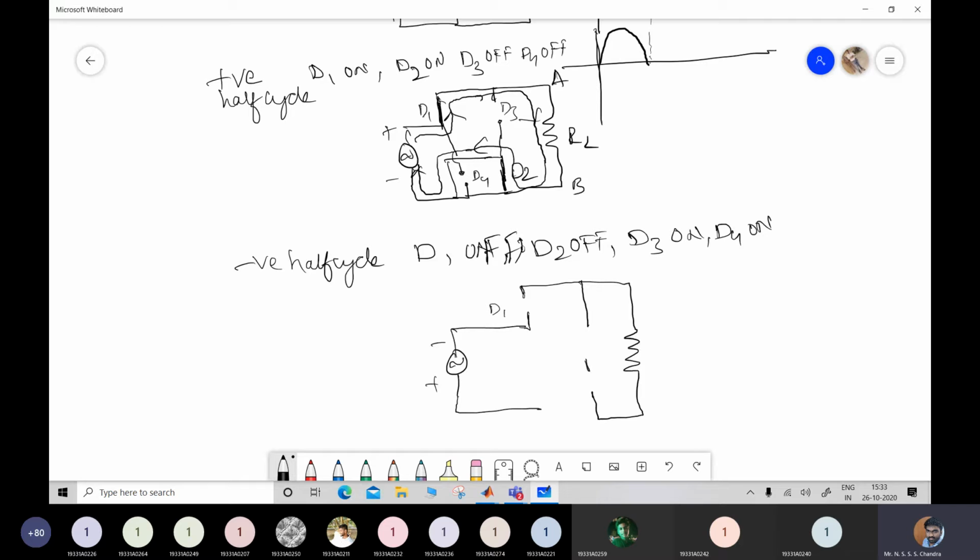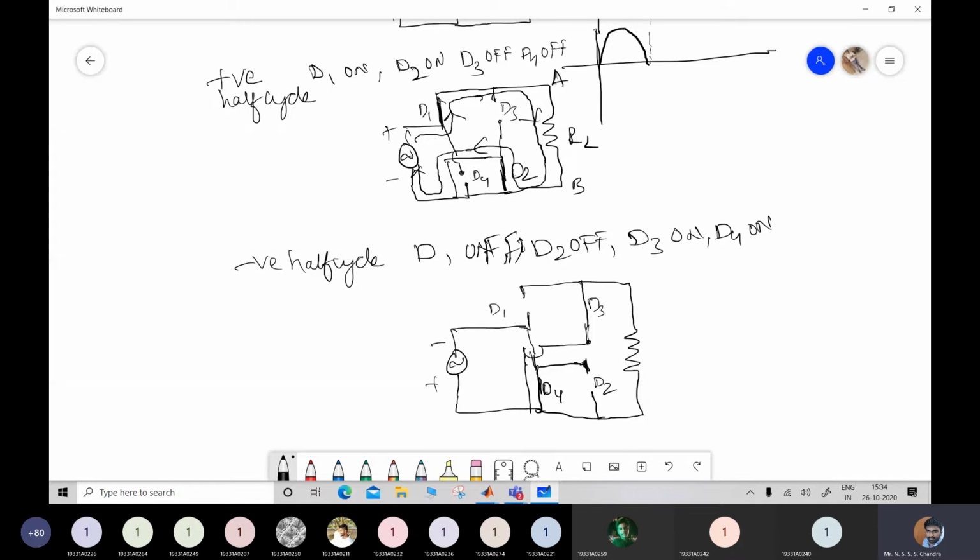Okay, again here D2 is open, coming here, and then after this is open, and then these two are connected, right? Here D4 is closed, D3 is closed, D2 and D1 are open.